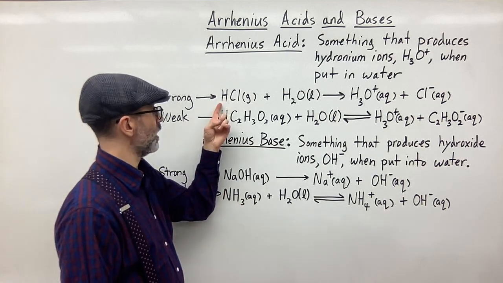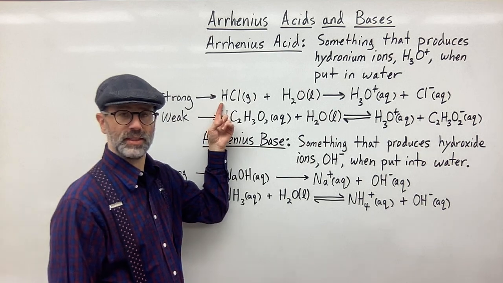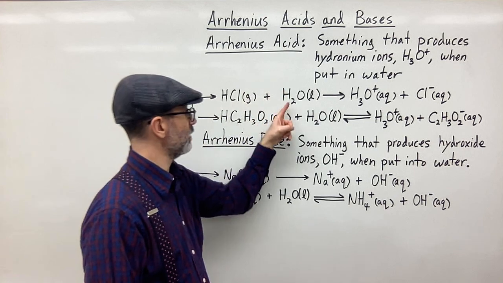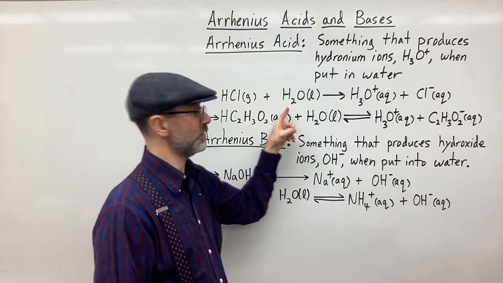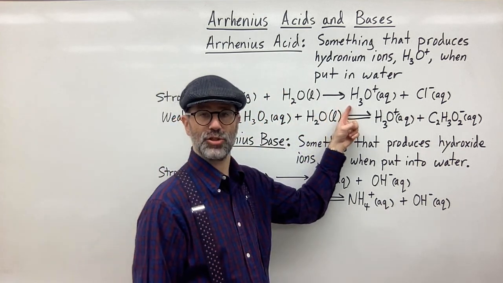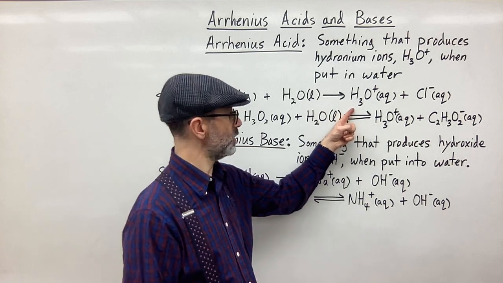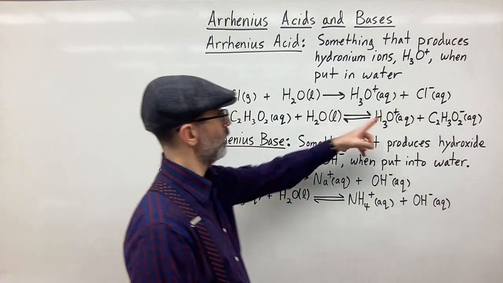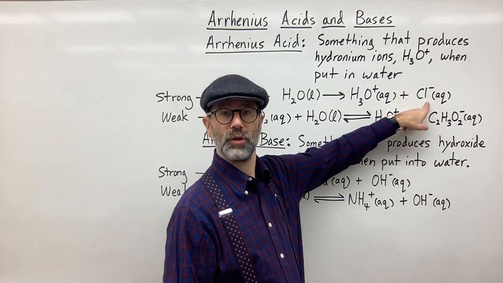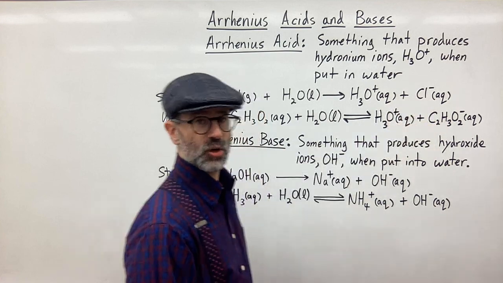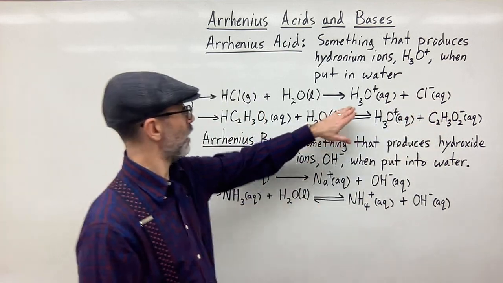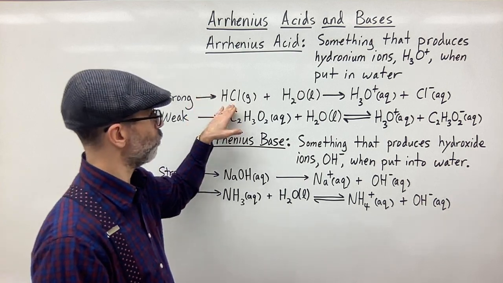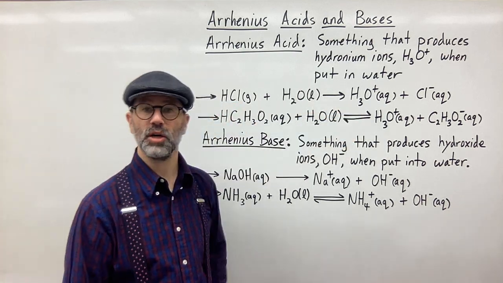So here we have HCl, hydrochloric acid. This hydrogen here is the acidic hydrogen. It's going to donate that to water. Water is then going to pick it up and it becomes the hydronium ion H3O plus. And then you have the chloride ion left over, by itself dissolved in water. So that is an example of how HCl is an acid according to the Arrhenius definition, because when you put it in water, you produce hydronium ions.